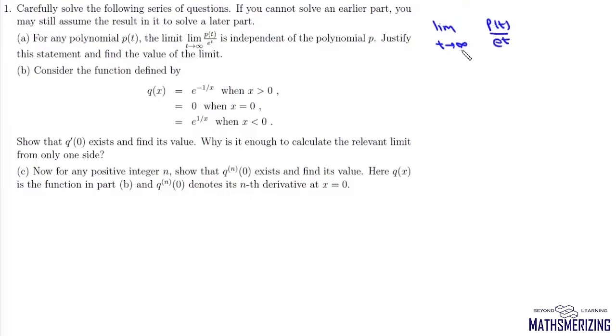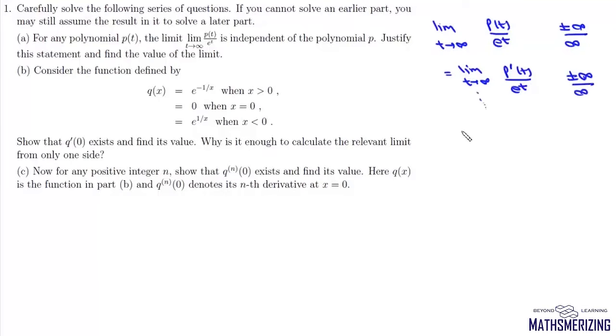Now if we put t as infinite, this numerator will be plus or minus infinite, and then e to the power infinite will be infinite. So when it is infinity upon infinity form, we can use L'Hopital's rule. And if we use L'Hopital's rule, we can write this as limit t tends to infinite p dash t upon e to the power t. Then again it will be plus minus infinity upon infinity.